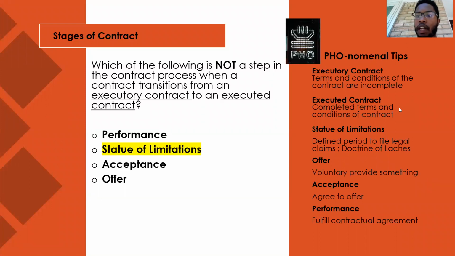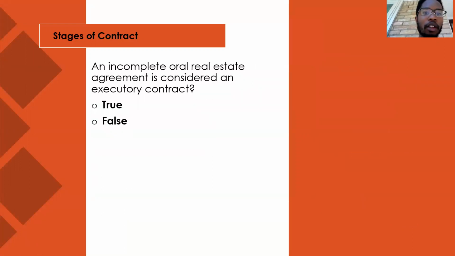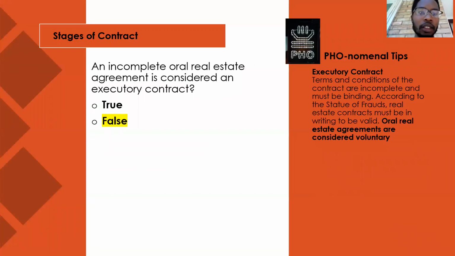And here we have our pho-nomenal tips that you guys can go over. Just pause the video. You can go through what each one of these terms represents and means. So an incomplete oral real estate agreement is considered an executory contract. True or false? This is actually false, simply because oral contracts in the state of Texas are just considered voluntary agreements. If the real estate contract is not in writing, it's not considered valid.